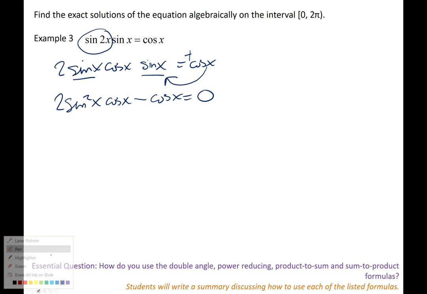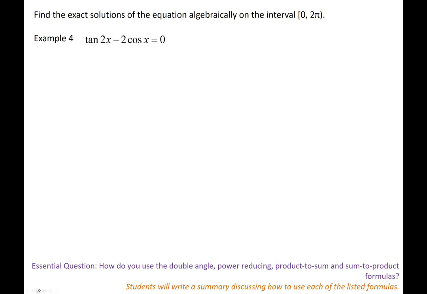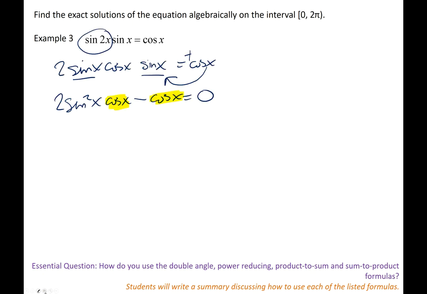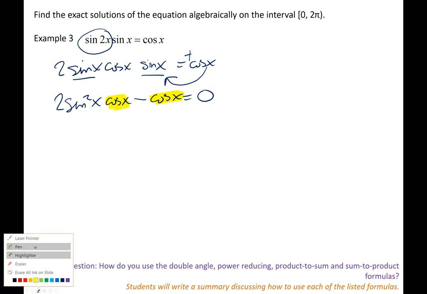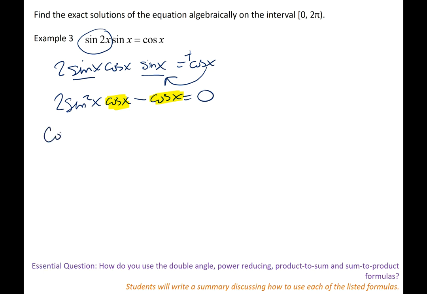Now go look for the greatest common factor. What is it? It's cosine x. Let's see if I can get up. It flipped on me. Back. There it is. Okay, so cosine x. I'm going to take that out. So cosine x is coming out. What's left behind? 2 sine squared x minus 1.